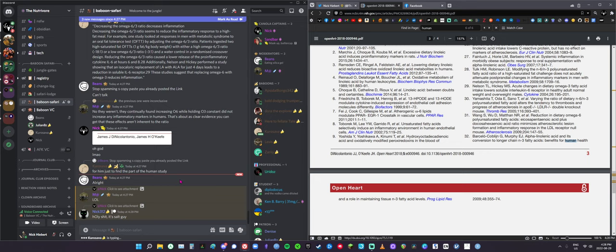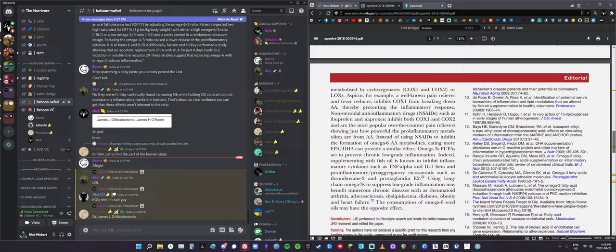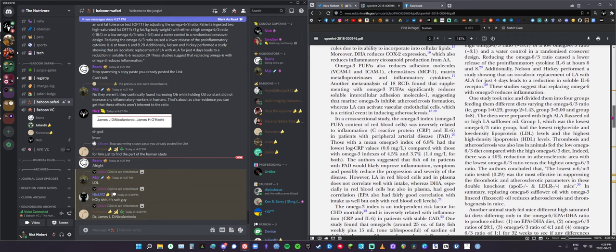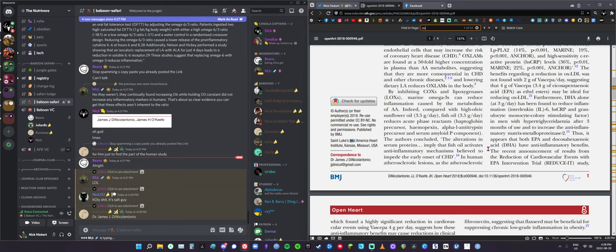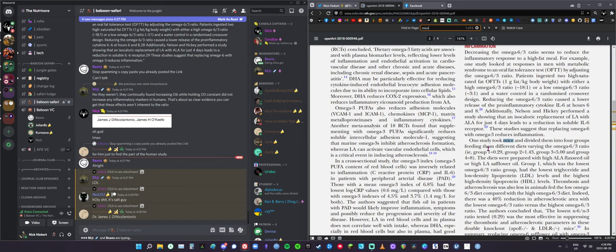one study took mice and divided them into four groups. Okay, this is mice. Another animal study, mice, different high saturated fat diets. This is mice too. I think it's above the mice, the human study. Above the mice is the human study. Can you look at it too and give me the reference? Because I am looking. Just try to... okay, wait.